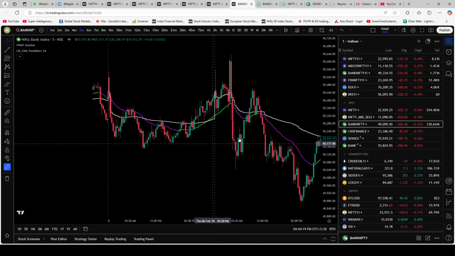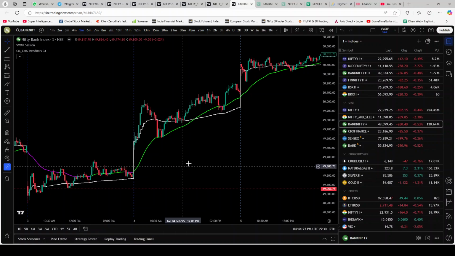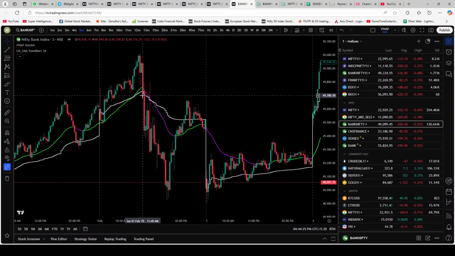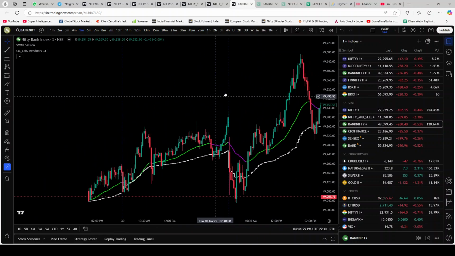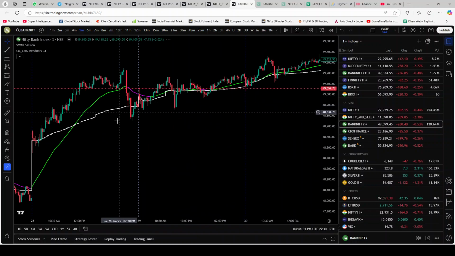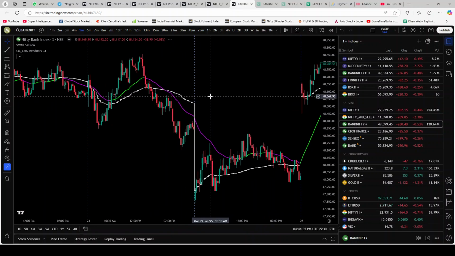Perfect shorting opportunity. Decent long opportunity. Good shorting opportunity. Decent long opportunity. So on and so forth, guys. The more you work with it, the more you will realize that this system works.